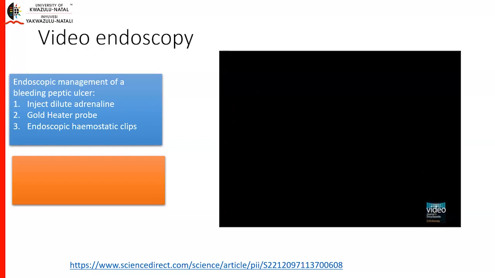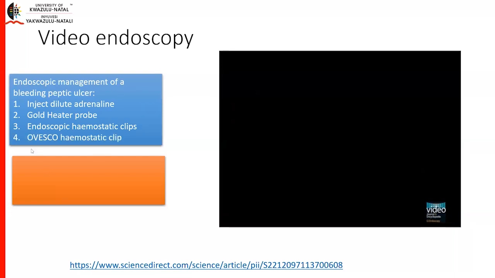The through the scope clips was the next thing that was shown. They mentioned a 16 millimeter diameter bite. You were able to rotate the clip, and they even showed an example of how the gastric mucosa was pulled closed over the visible vessel, right? And that was the third method they showed.